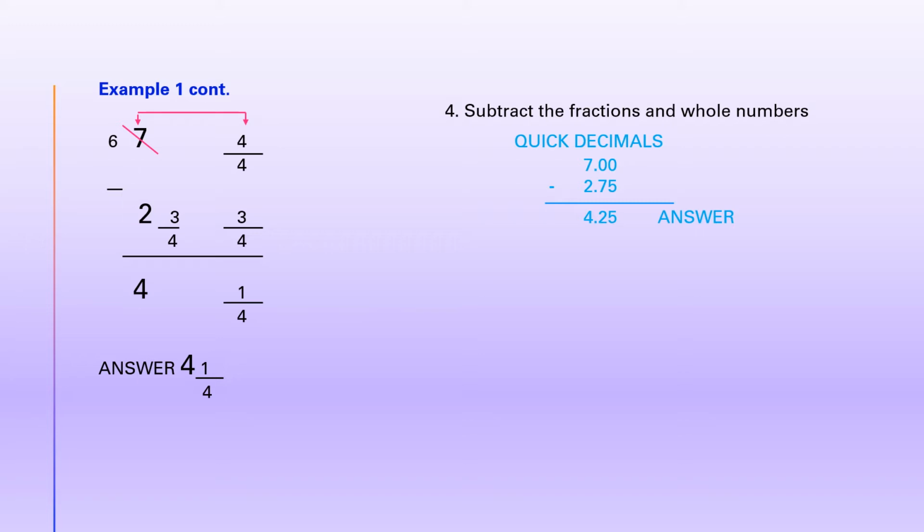Once again, you can do this as a decimal with a calculator. 7, of course, is 7.00. Subtract 2 decimal 3/4. If you divide 4 into 3, you get 75. 3/4 is something like 75 cents. It's much quicker. There is your answer, 4.25.